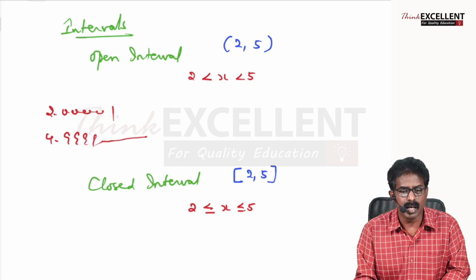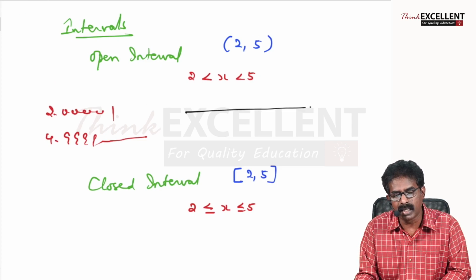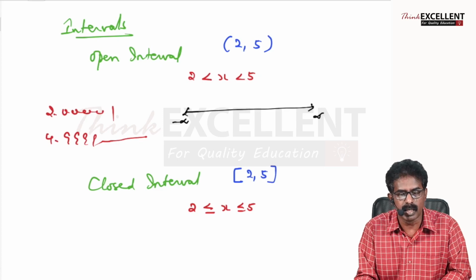But in the number line, how to denote it? Please listen here. Between 2 and 5, say this is a number line, from minus infinity to plus infinity. 2 is somewhere here.